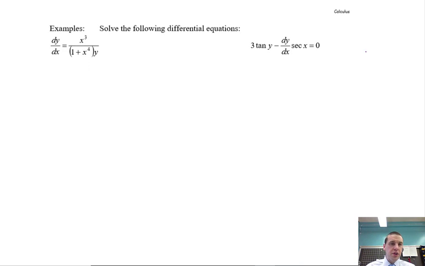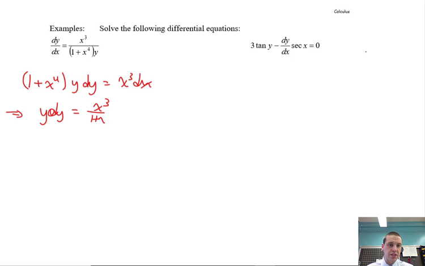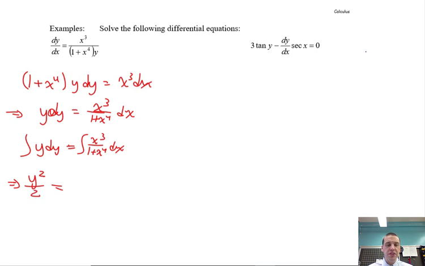Let's try this one here. So we have 1 plus x to the fourth y dy equals x cubed dx. Well, we don't like that, so we'll divide it over. y dy equals x cubed over 1 plus x to the fourth dx. So we've got our variables together, so we'll integrate now. And this side is easy. But clearly we can't make all these easy, so we do have to figure out how to integrate a fraction.